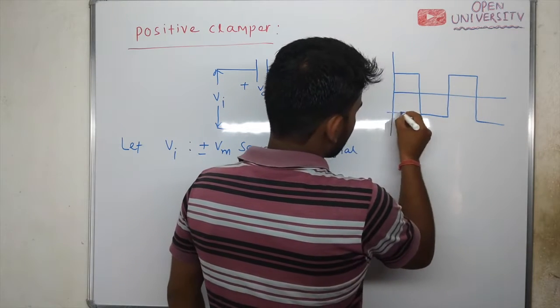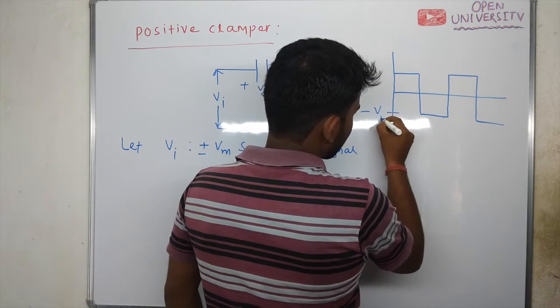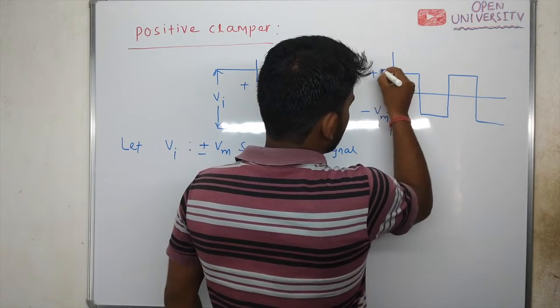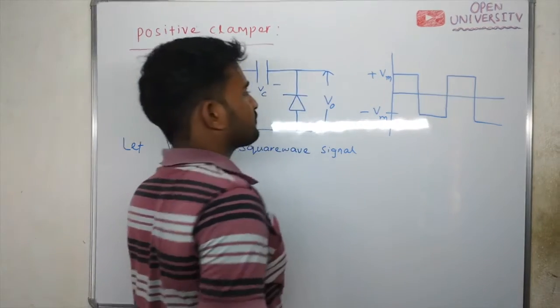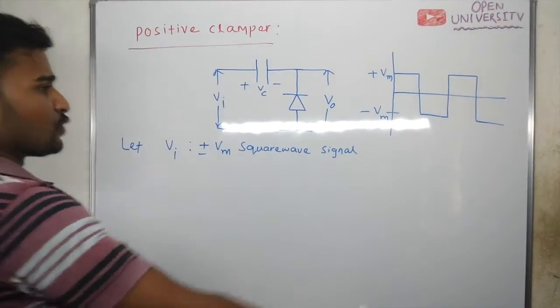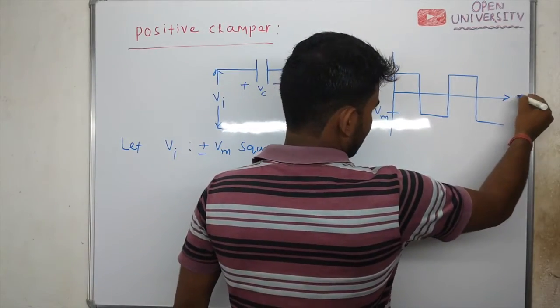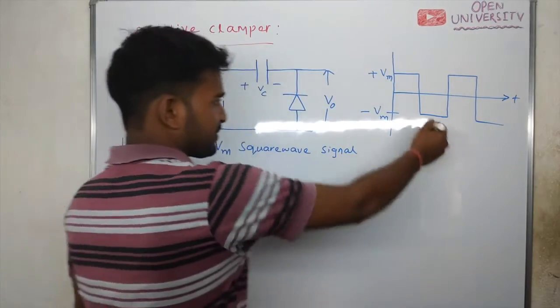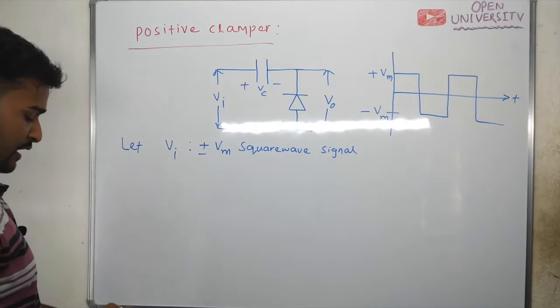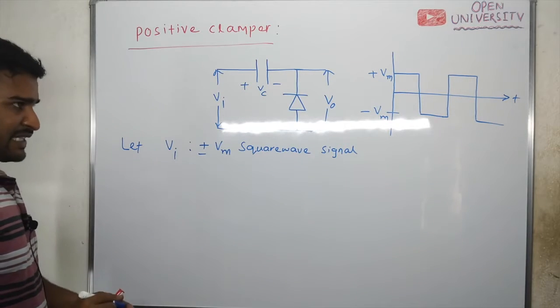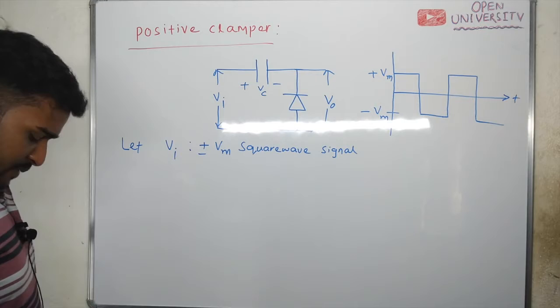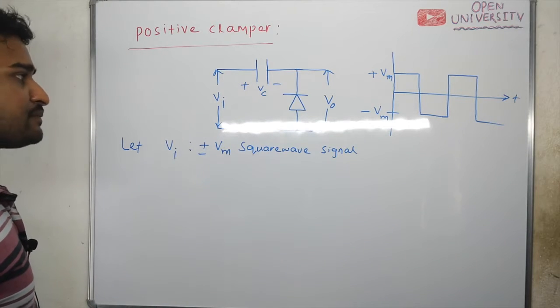Okay, this is my input voltage minus Vm and this is plus Vm, with respect to time. This is your time axis. This is my input voltage. I am assuming the input voltage is a square wave signal having maximum value plus Vm and minimum value minus Vm.